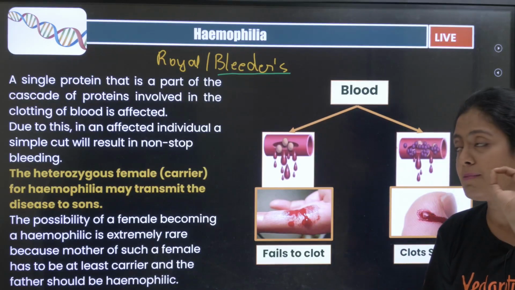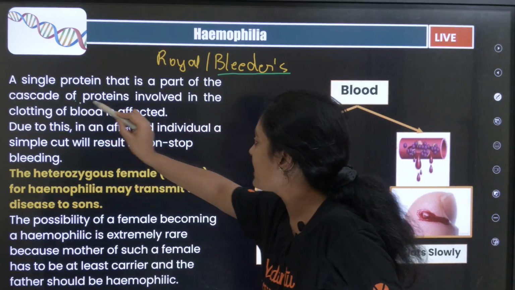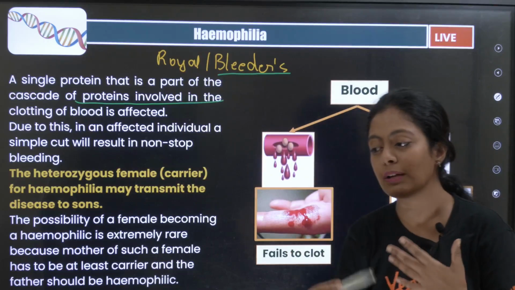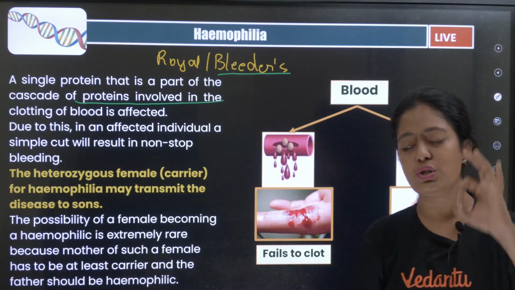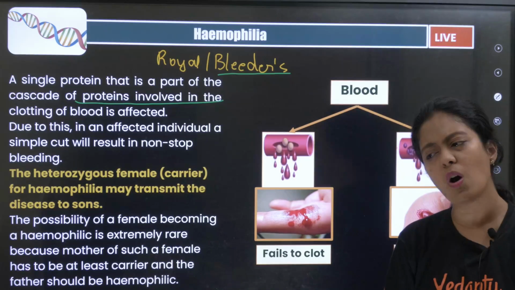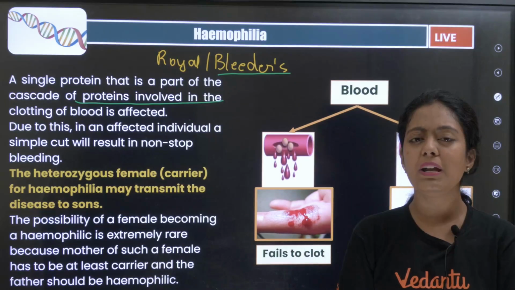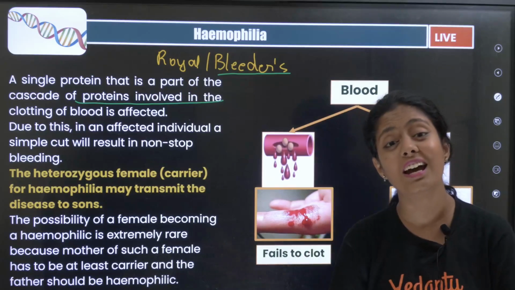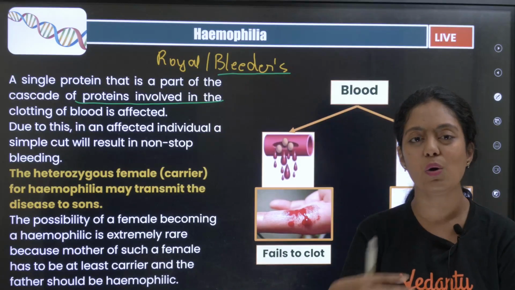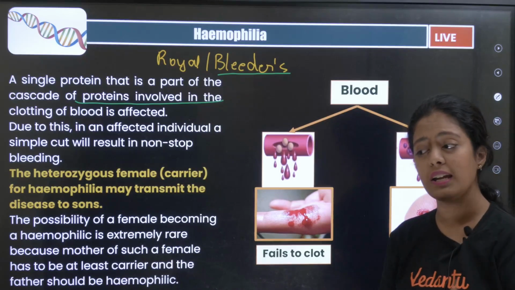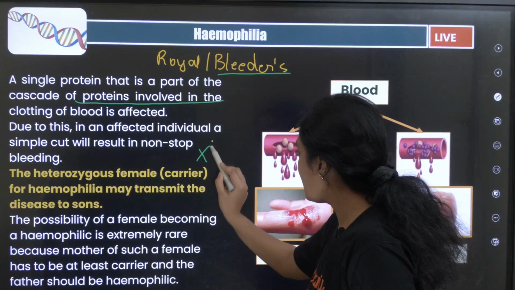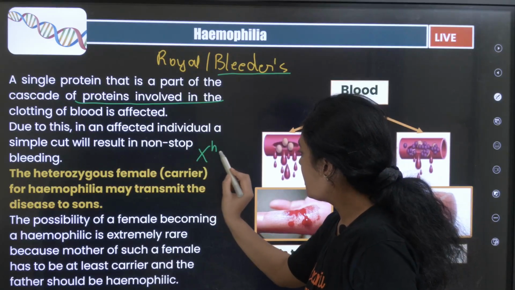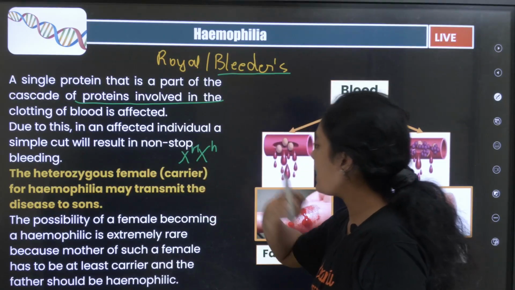Okay, a single protein that is a part of the cascade of proteins involved in the clotting of blood is affected. Due to this, in an affected individual, a simple cut will result in non-stop bleeding. Non-stop bleeding, what is that? The person will die. Internal hemorrhage, internal bleeding will happen, and the person can die. The heterozygous female, I told you, is the carrier. So who is the carrier? X^H X^h, we can write like this, X capital H, X small h.